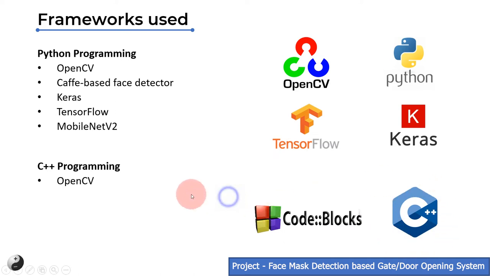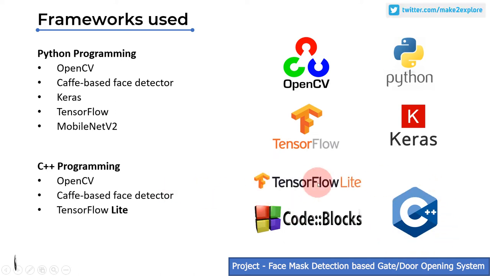Here we have used TensorFlow's Lite version with a retrained MobileNet version 2 SSD model. It recognizes three classes: with no mask, with mask, and wearing a mask incorrectly.